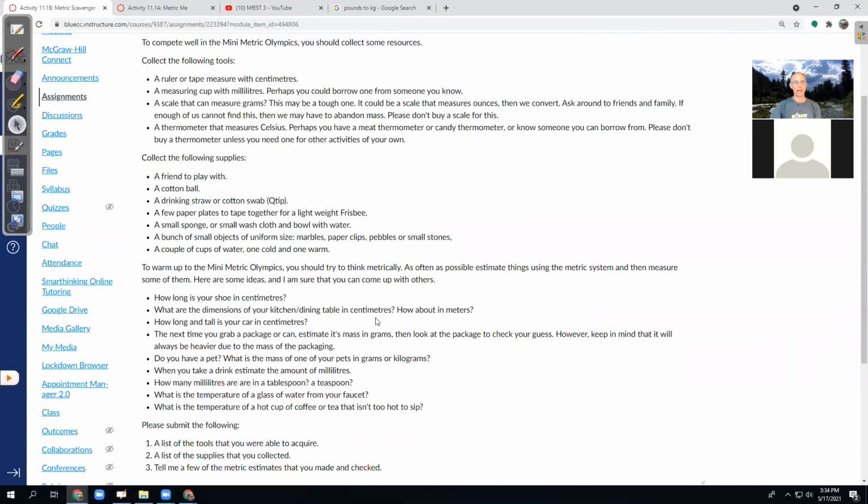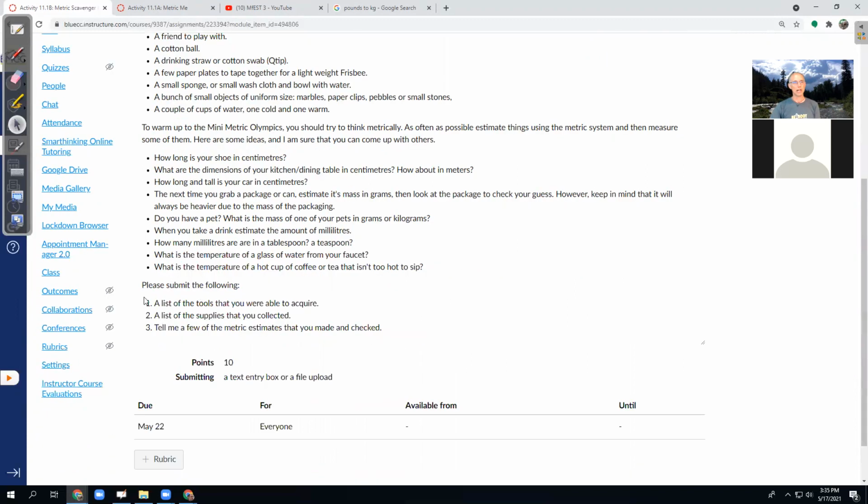Okay, so I showed how long my shoe was, a foot long, and when I look at my ruler it is also just over 30 centimeters. So that means my foot must be about 30 centimeters long. Measure some stuff and make a note of it. And I'd like you to report back to me on this with the list of tools that you were able to find, a list of supplies like what I listed up here or something similar, and then measure a few things and report back to me on them.